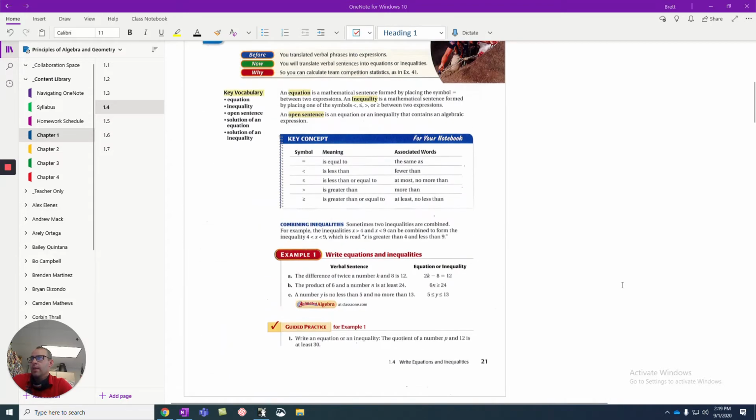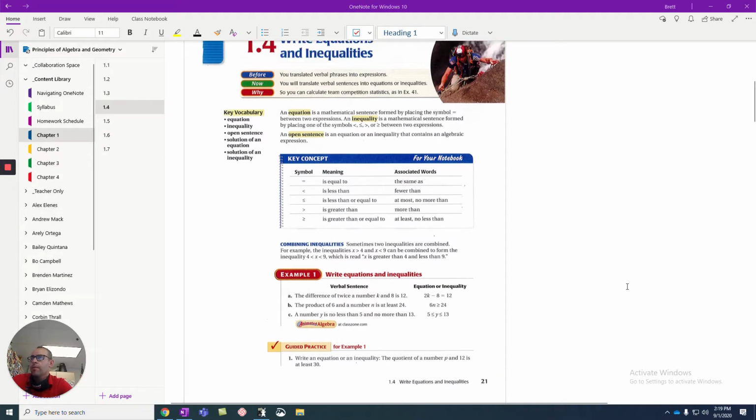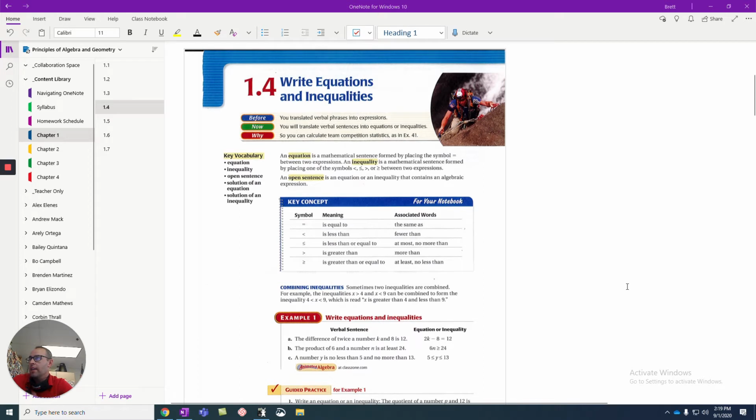Hey guys, today we are working in 1.4 where we're working on writing equations and inequalities. So again, this is about language, it's about the math that we use that's related to that language and getting those associated words to help us translate language into math. And so just looking at a couple of really classic examples here.